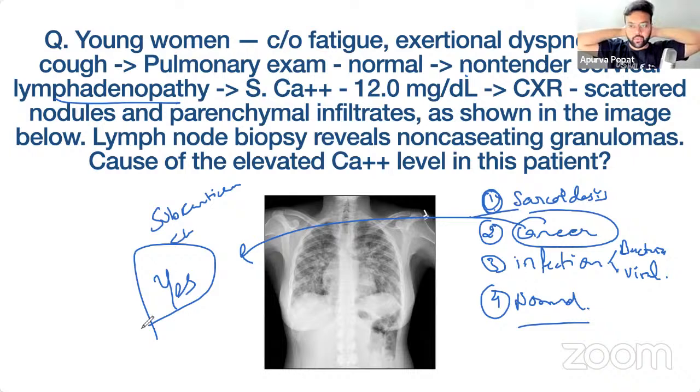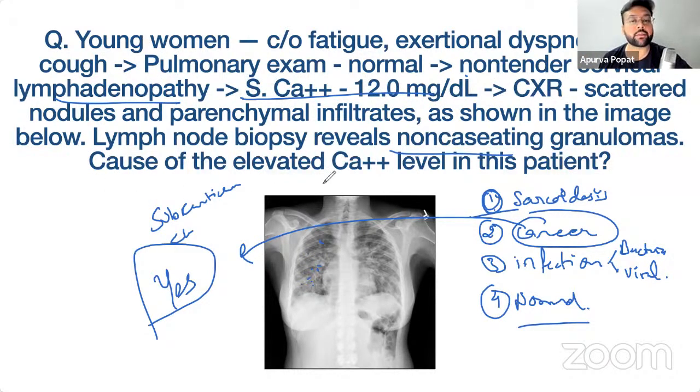If they mention non-tender cervical lymphadenopathy which is sub-centimeter, do not over-diagnose. This can be a normal finding as well. But this patient has hypercalcemia because the serum calcium level is 12. Chest x-ray shows scattered nodules. Lymph node biopsy shows non-caseating granuloma. So you obviously make a diagnosis of sarcoidosis.